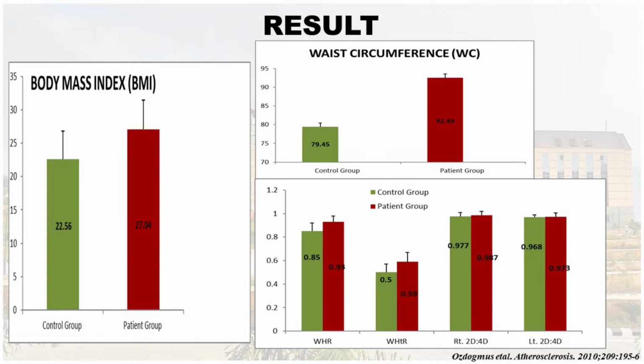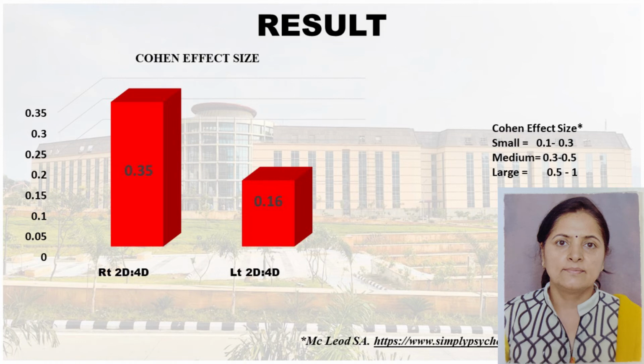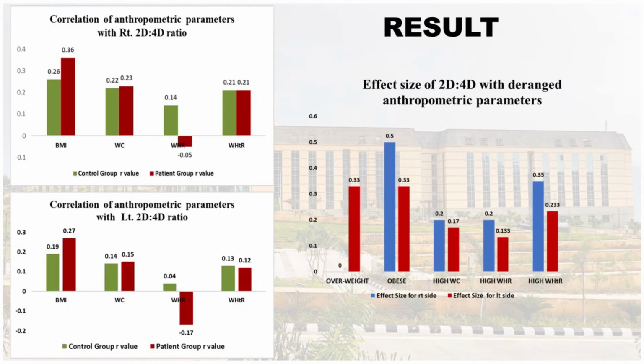Effect size, which calculates the magnitude of association between two variables, was found to be medium for the right 2D/4D ratio. Apart from positive correlations, there was a strong association between obesity and right digit ratio, thus showing that both the parameters together can be better predictors of coronary artery disease.